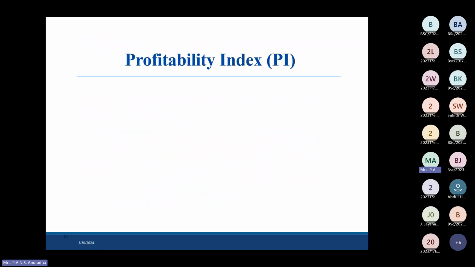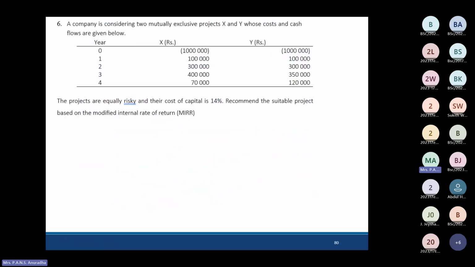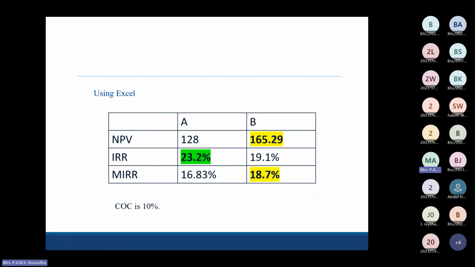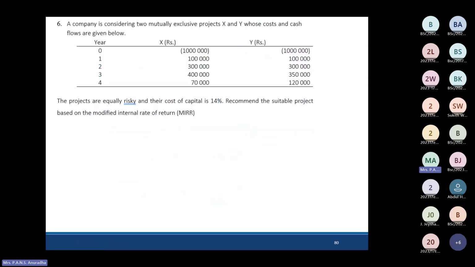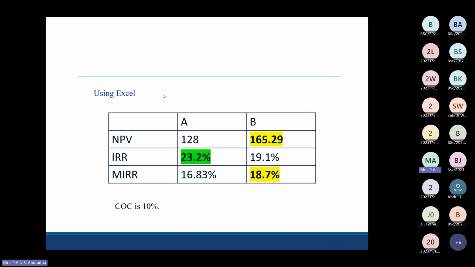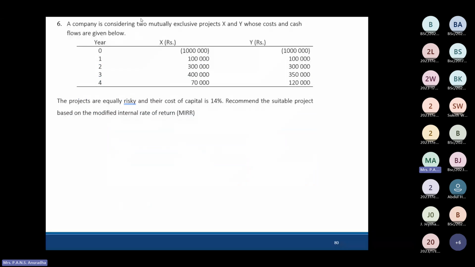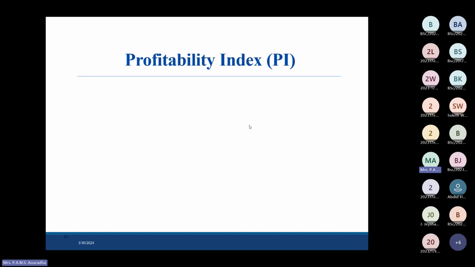Right. So now we are going to the next technique, that is the profitability index. This is also your question from your tutorial. I believe you can manage yourself because now you have learned a lot about the MIRR calculation. These projects are equally risky. Their cost of capital is 14%. Recommend the suitable project based on the MIRR. So you have to calculate MIRR based on this cost of capital level and recommend the appropriate one. So let's go to the profitability index.